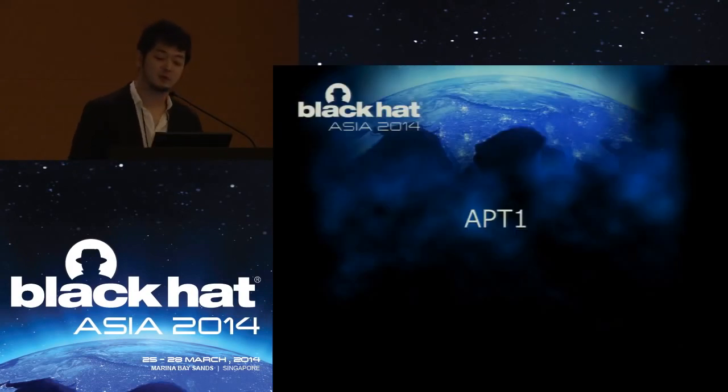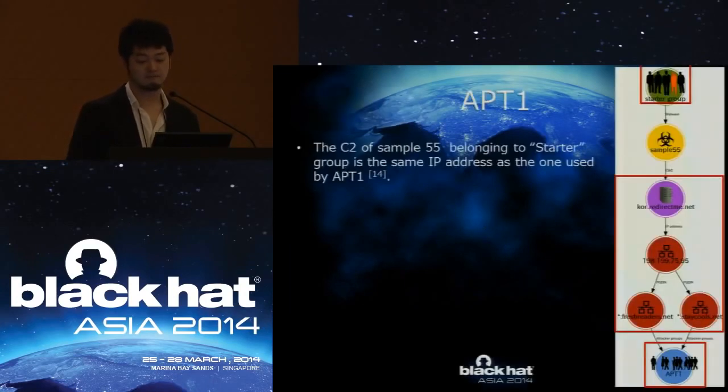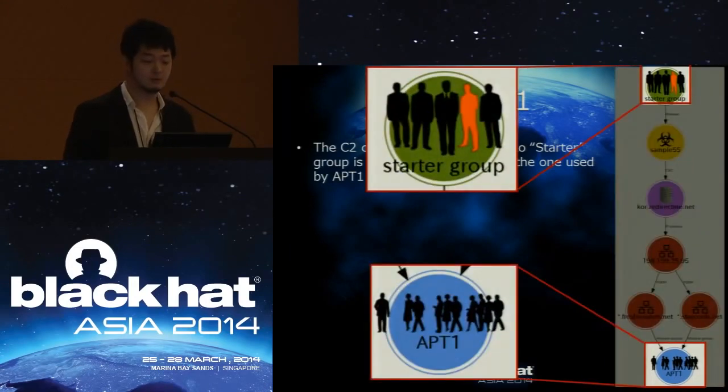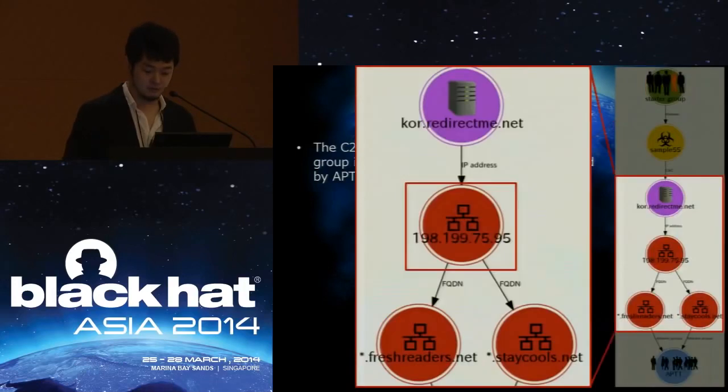Anyway, the GraphEdit group is equal to Menupass, we think. Next, APT1. One of the biggest attacker groups, reported by Mandiant. Sample 55, belonging to the starter group, connects to APT1. This address is shared by these samples, these groups. This address. So the starter group may be the same as APT1.